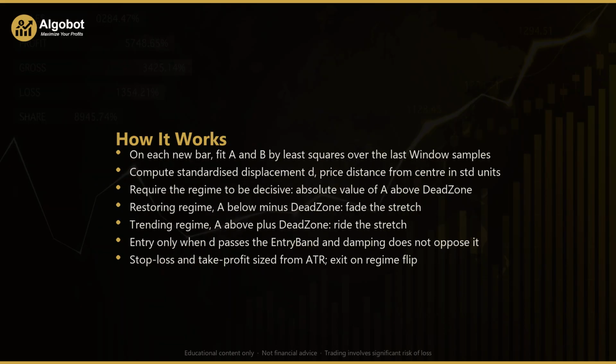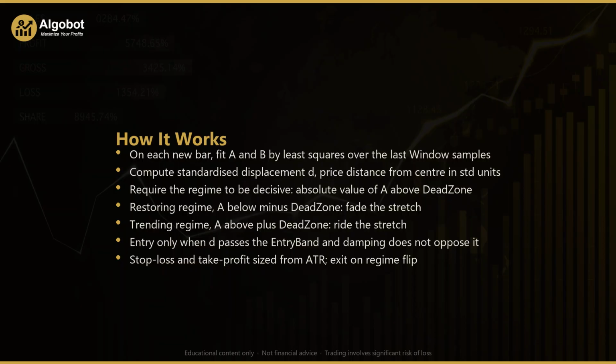Let's walk through the logic step by step. The expert advisor acts once per completed bar, so it waits for a candle to close before doing anything. When a new bar forms, it gathers the recent history and fits the equation of motion. Over the last window of samples, 50 by default, it solves for the two coefficients A and B using least squares. This is the measurement step, and it happens every bar. Next, the strategy calculates the standardized displacement, which it calls D. This is simply how far the newest price sits from its recent center, divided by the recent standard deviation. So D is expressed in standard deviation units, which lets one rule work across different symbols and volatility levels.